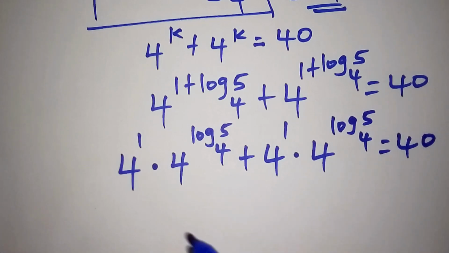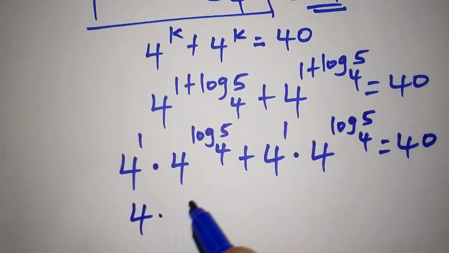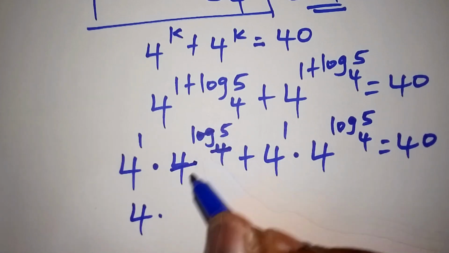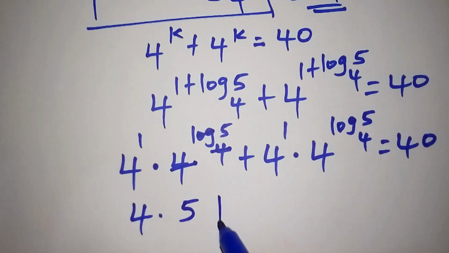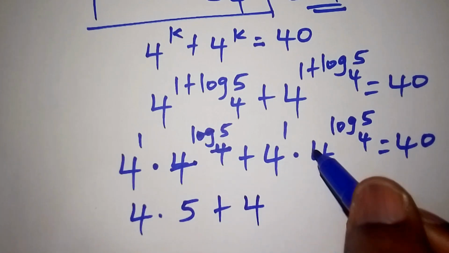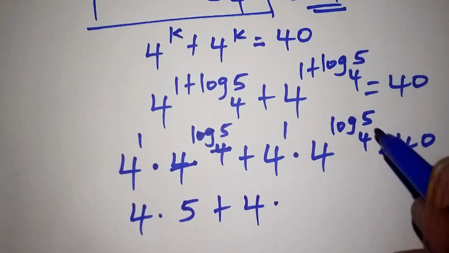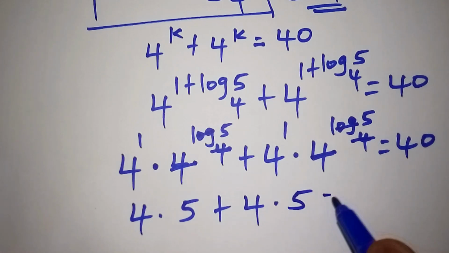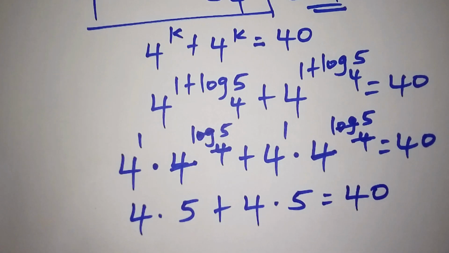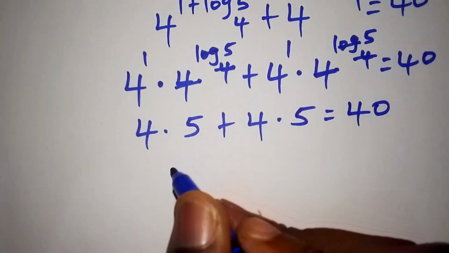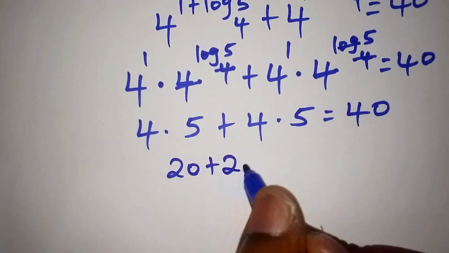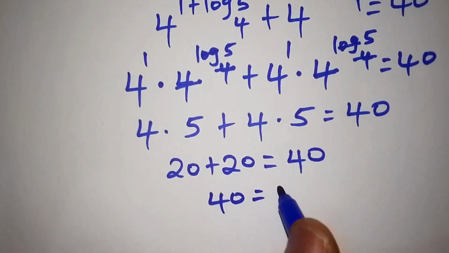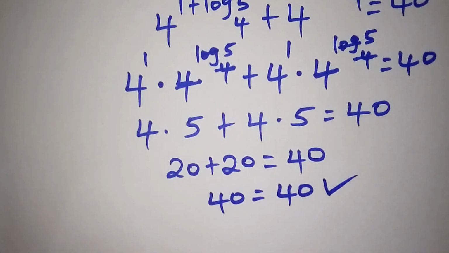Here, 4 to the power of 1 is 4, multiplied by 4 to the log of 5 to the base of 4, where the 4 and the log to the base of 4 cancel. So we remain with 4 multiplied by 5, plus 4 to the power of 1, which is 4, multiplied by 5, where the log to the base of 4 cancels with this 4. So what is 4 times 5? This is 20, plus 20 is equal to 40. So 20 plus 20 is 40, equal to 40. It means that we are correct.